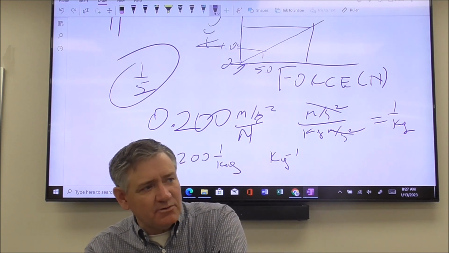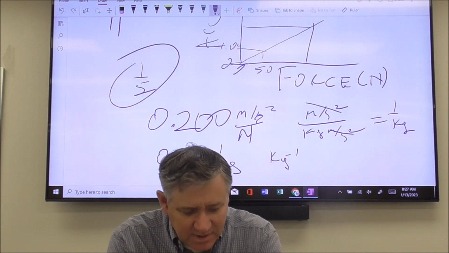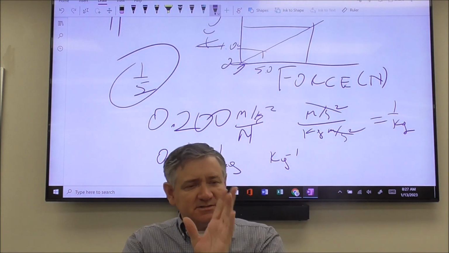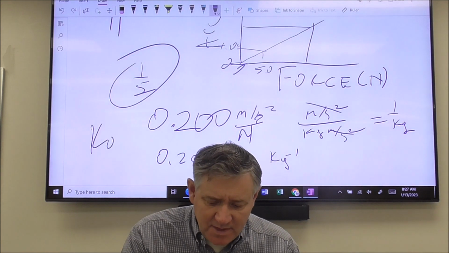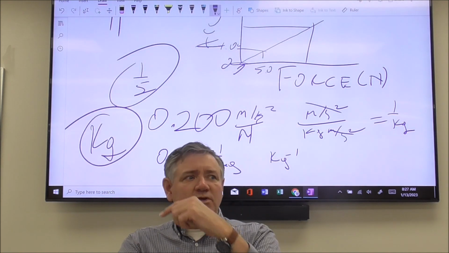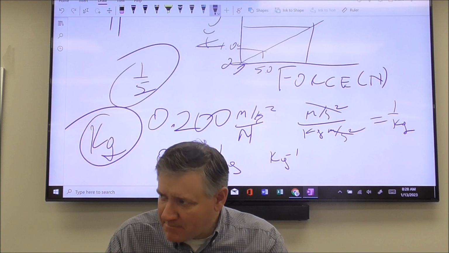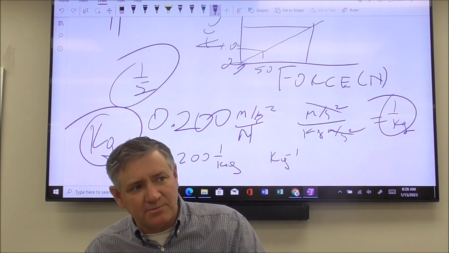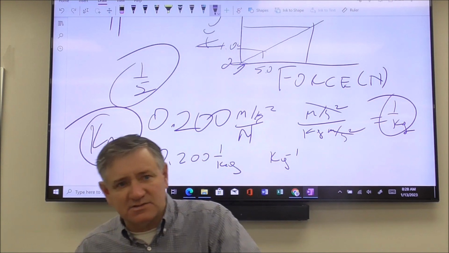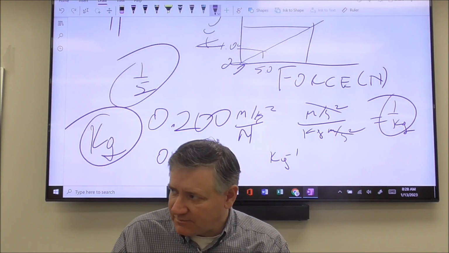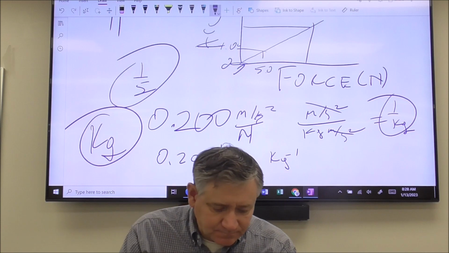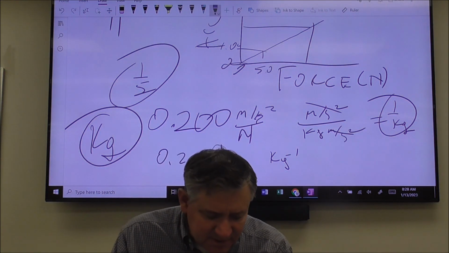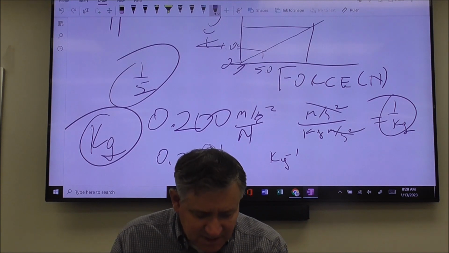So that's how you know to answer B when it says what physical quantity is shown by the slope. Because here's the difference. If you think you get kilograms, you would say the slope would represent mass. But because you get 1 over kilograms, the slope represents the inverse of mass. Okay, and that's the difference. Now, on D, how much force would be needed to produce an acceleration of 6.5 meters per second squared?